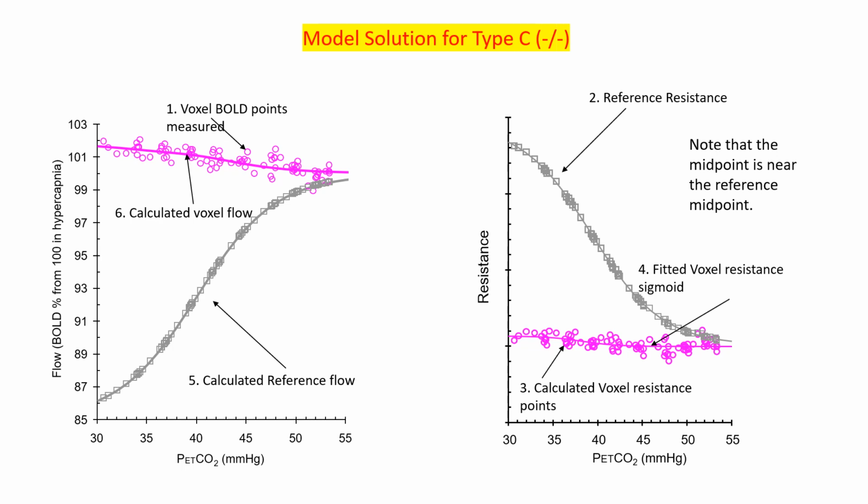Here is the model solution for a type C voxel BOLD response to CO2, as shown in the two graphs as before. The model takes the voxel measured points in the left graph and converts them to resistance with a sigmoidal fit in the right graph, and the voxel resistance sigmoid is used to calculate the voxel flow response line in the left graph. And as can be seen, the fit is excellent.